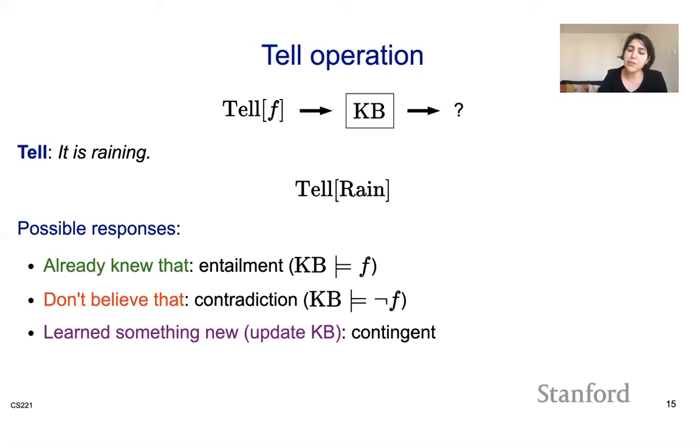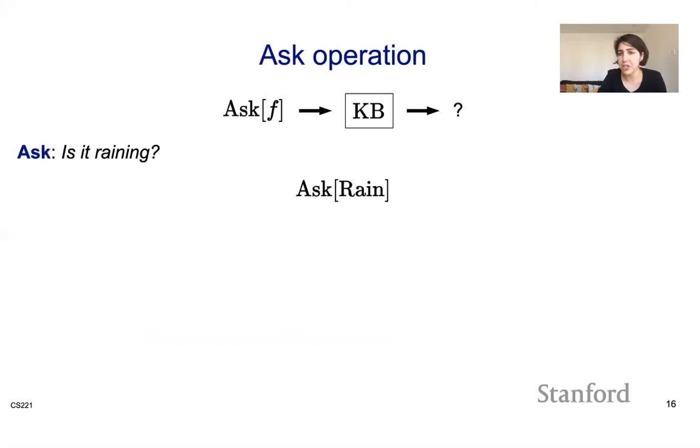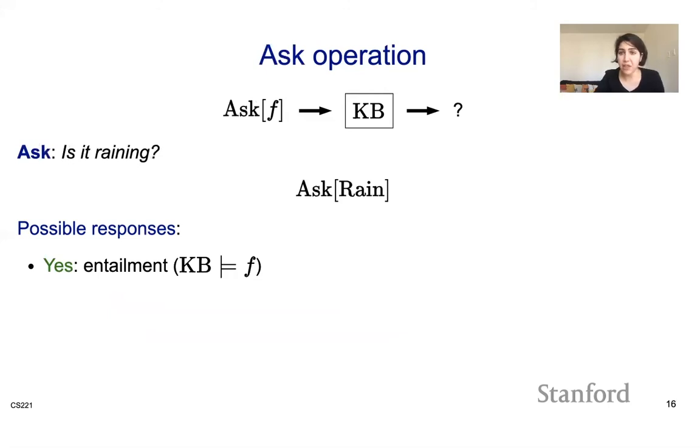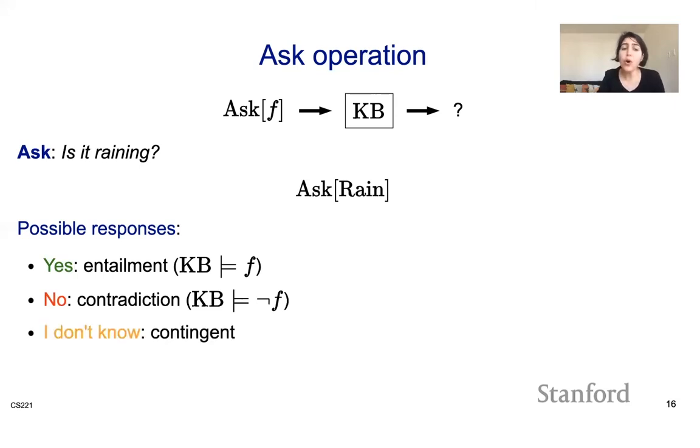In a very similar fashion, we can also implement an ask operation. If you ask it, is it raining? Then based on that, it can answer yes, a definite yes, if KB already entails F, so if we have entailment. It should answer no if we have a contradiction, if KB contradicts F, or if KB entails the negation of F, so it should give us a definite no. Or it should tell us, I don't know, if there is contingency. So if you ask it, is it raining? It doesn't know, so it should just say, I don't know.